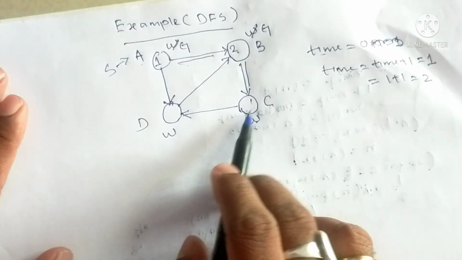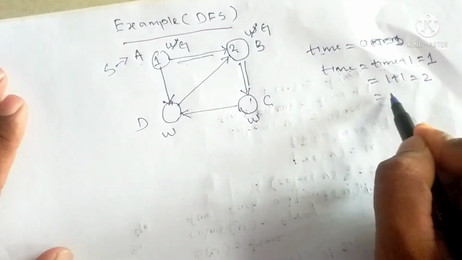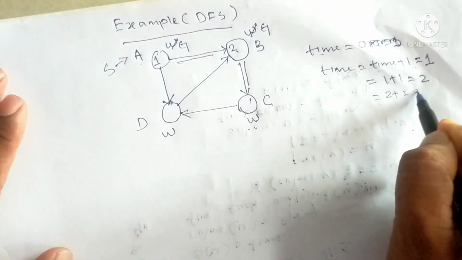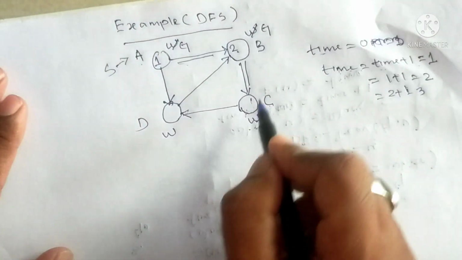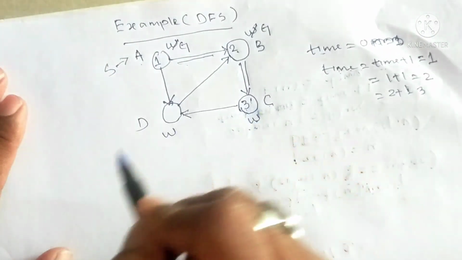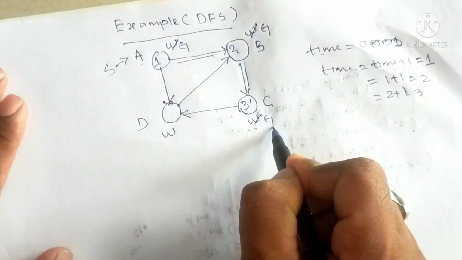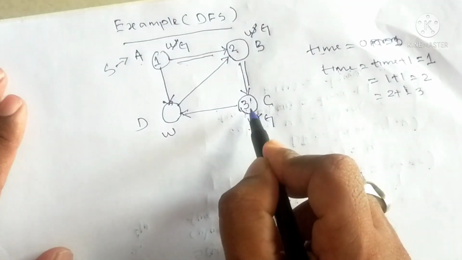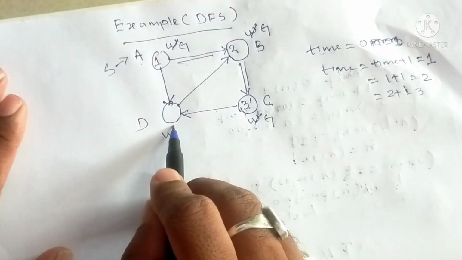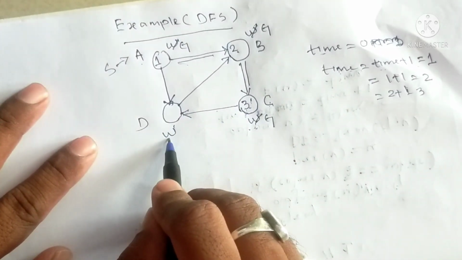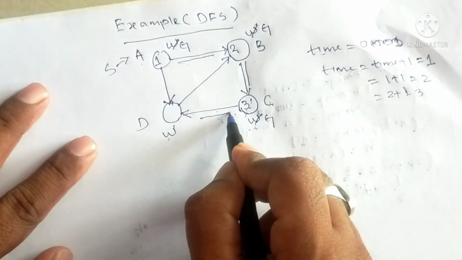The DFS traversal says to change the time. So how much will the time be? 2 plus 1, so it becomes 3. So assign 3 as the starting time of C. When the starting time is done, change the color to gray. Then find the adjacent of C. Which adjacent? D. Is it white? Yes. If it is white, write the predecessor.